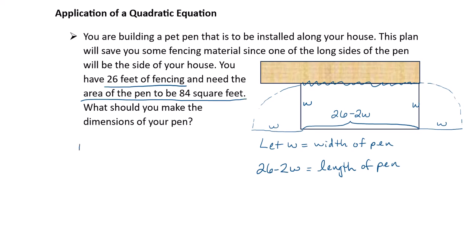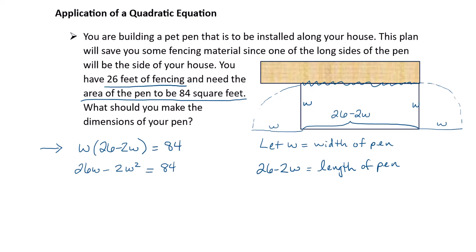This means that the width times the length of 26 minus 2w is going to be 84, because I know that the area of a rectangle is length times width. Now I have a quadratic equation I can solve. Let's go ahead and distribute the w. I'll have 26w minus 2w squared equals 84.